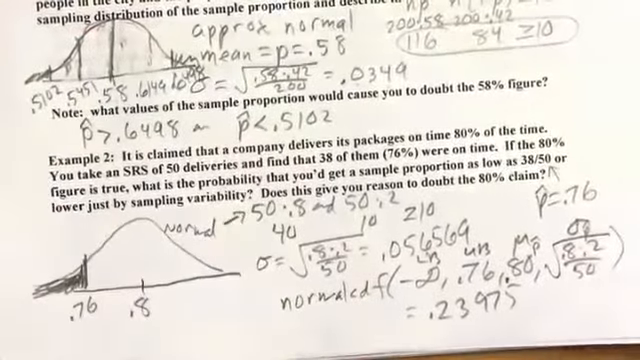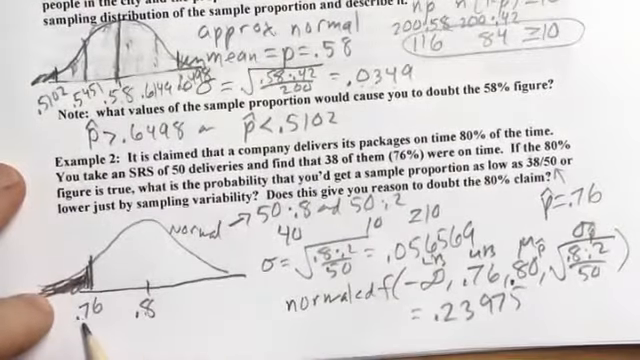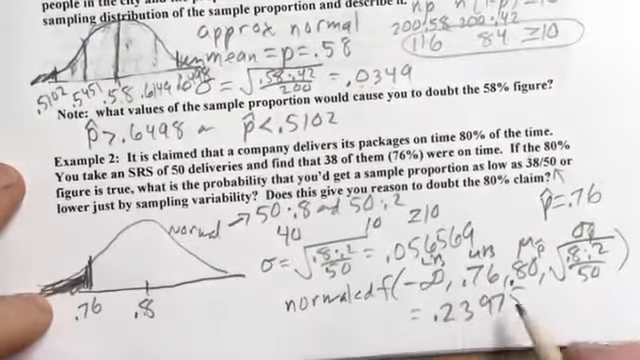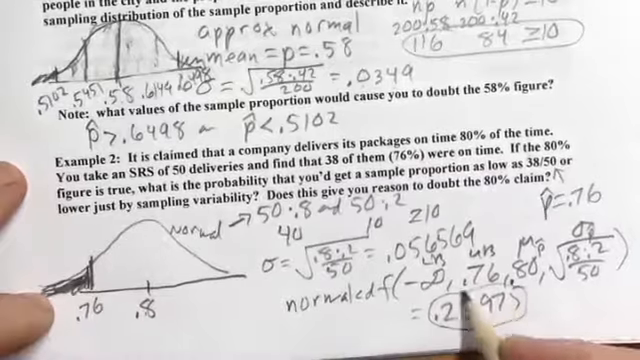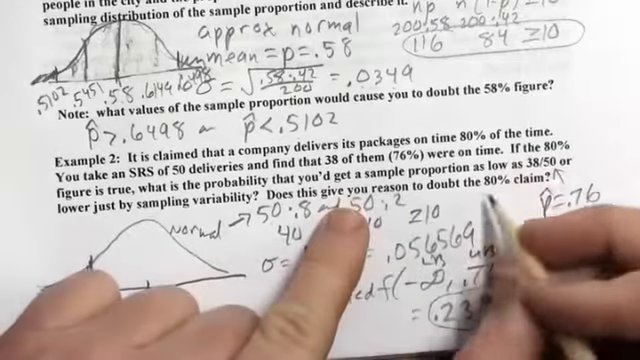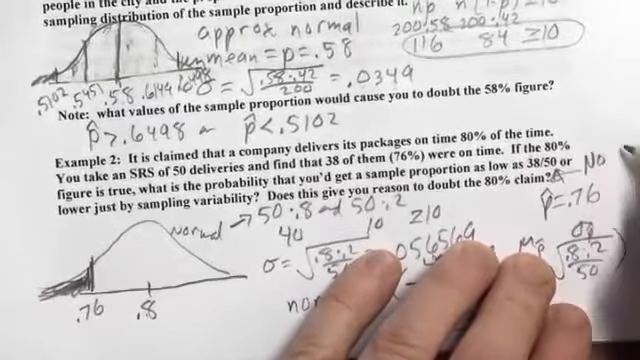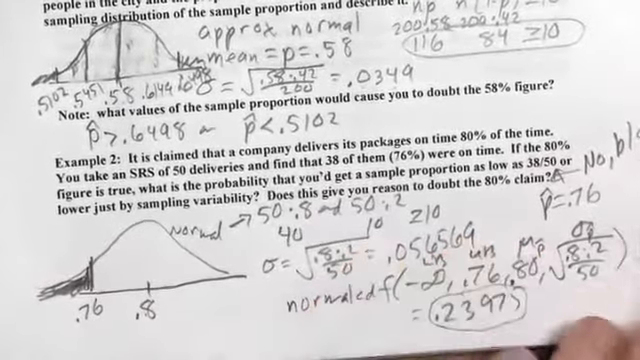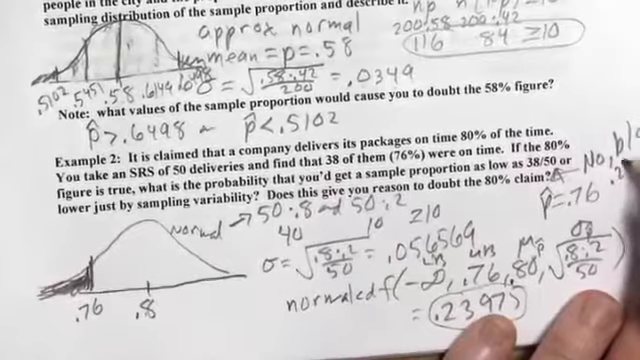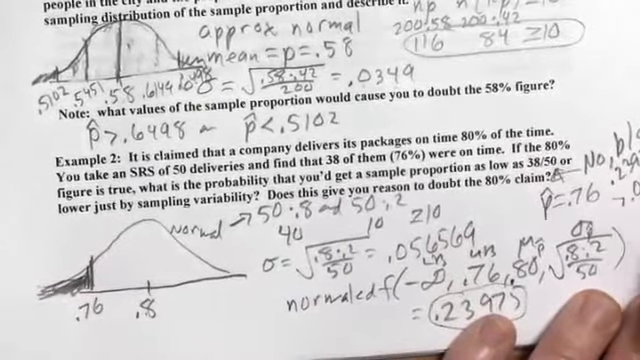So what this is telling us, assuming this 80% figure is correct, the probability we would get 76% or below is about 24%. And so what that's telling us is it's not unusual. Does this give us reason to doubt the claim? And we would say no, because 0.23975 is greater than 0.05.